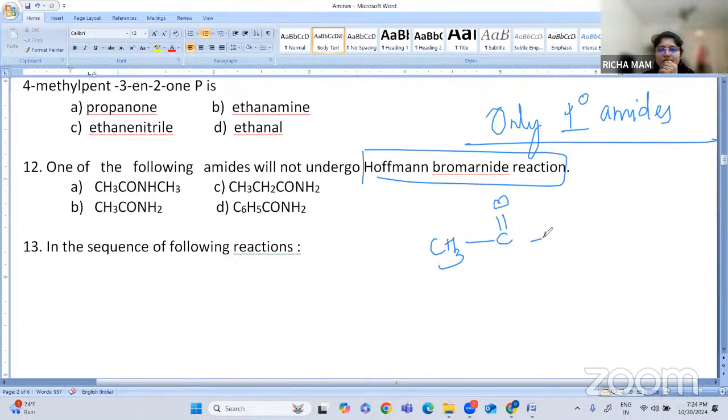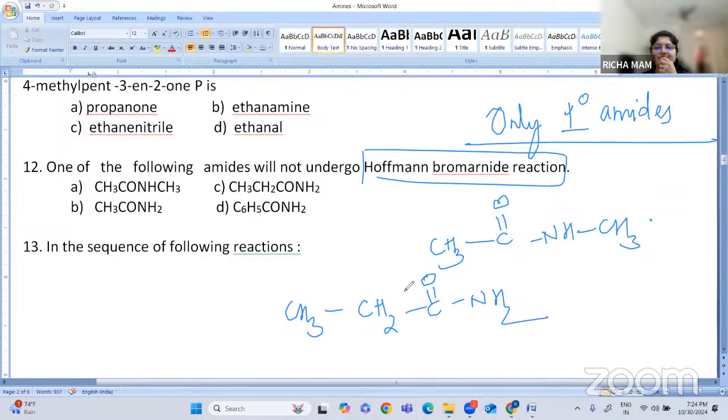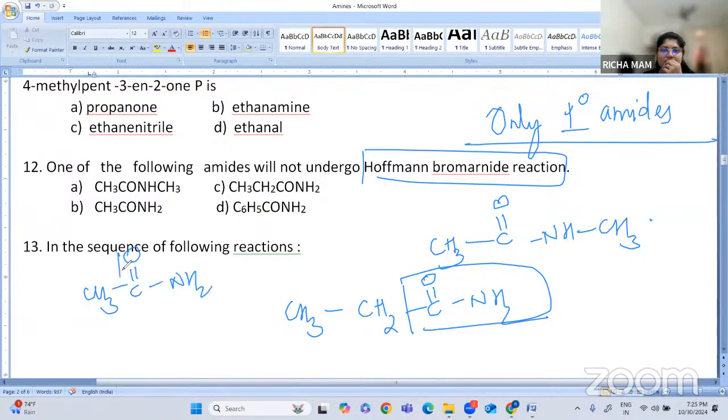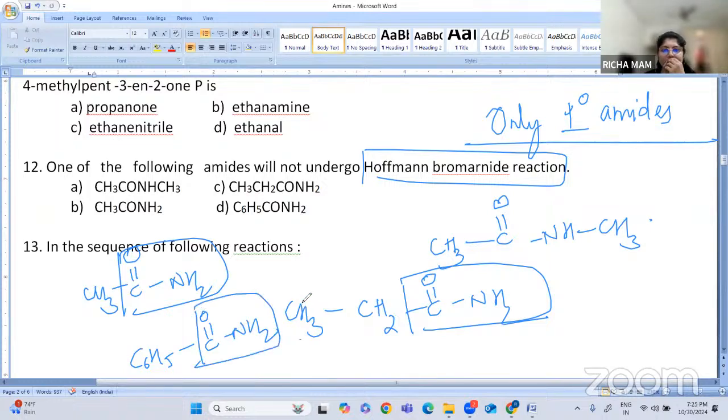CH3-C(=O)-NHCH3, so this is a secondary amide. Then CH3-C(=O)-NH2, so this is also a primary amide. Then C6H5-C(=O)-NH2, this is also a primary amide. So CH3CONHCH3 is not a primary amide.